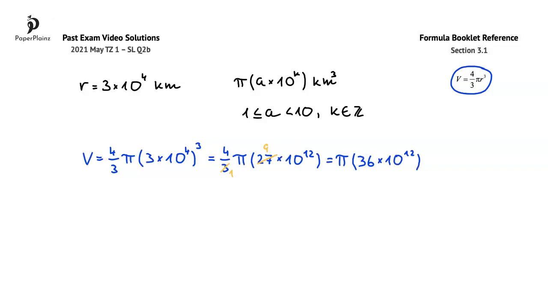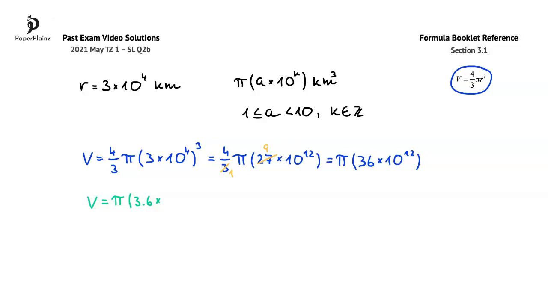This is an expression for the volume of the planet, but we still have to write this volume so that a, the first number inside the parentheses, is between 1 and 10. To do this, we'll change 36 into 3.6. In other words, we are dividing 36 by 10, which gives us that the volume is equal to pi times 3.6 times, and here we'll also have to make a change to the power of 10, because otherwise we would be changing the value of the planet's volume.